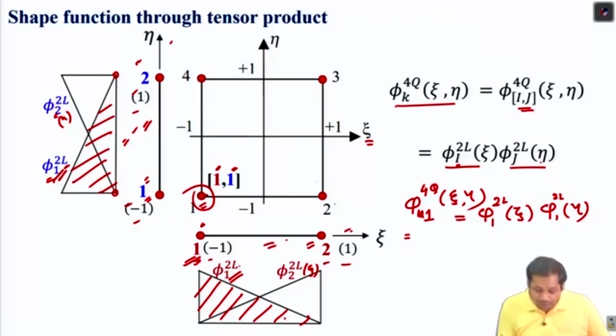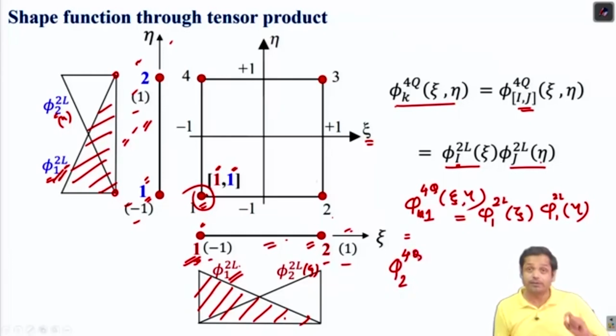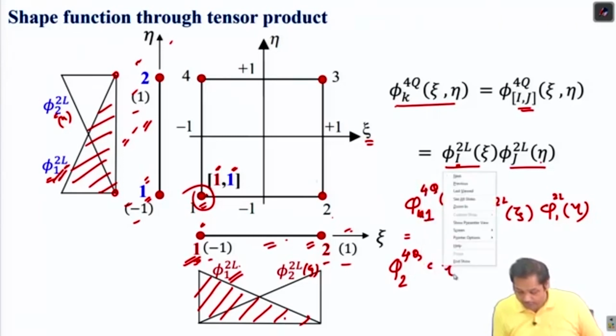Similarly, suppose I have to find the shape function for the second node. So phi 2 4Q, for the quadrilateral, is a function of xi and eta.